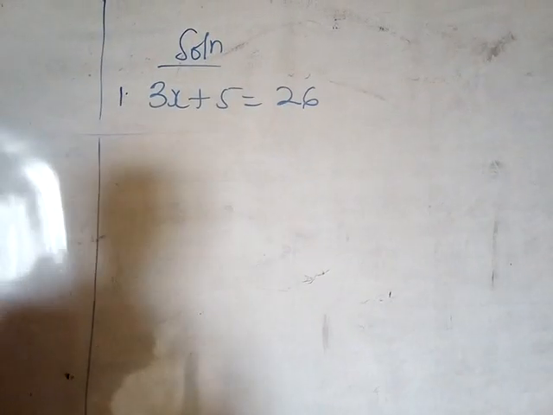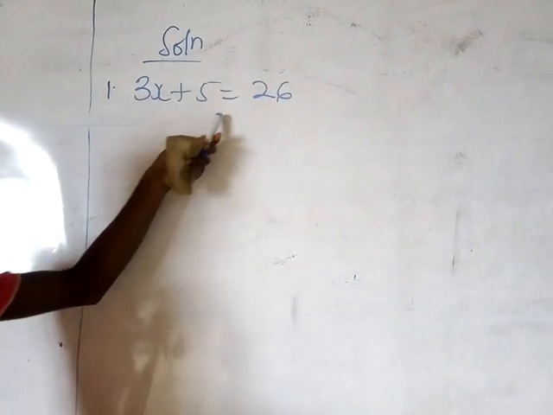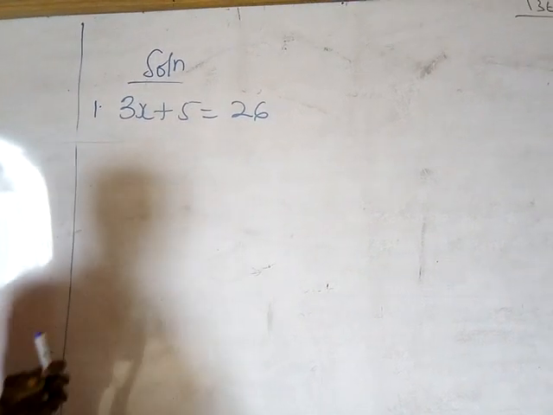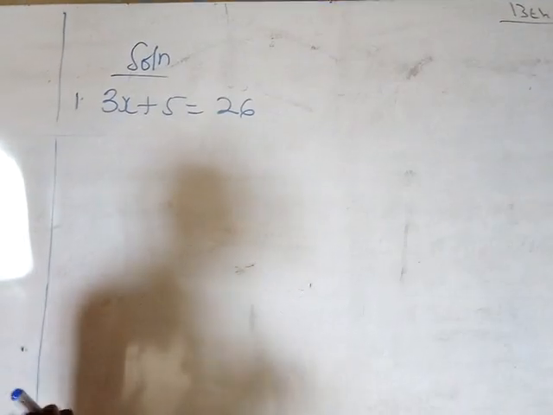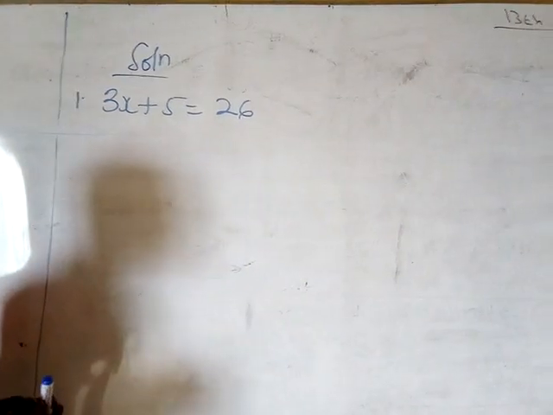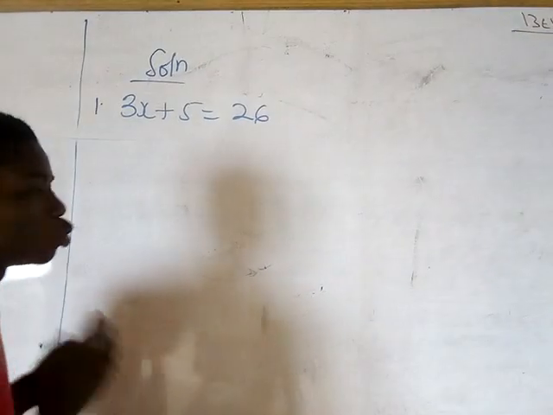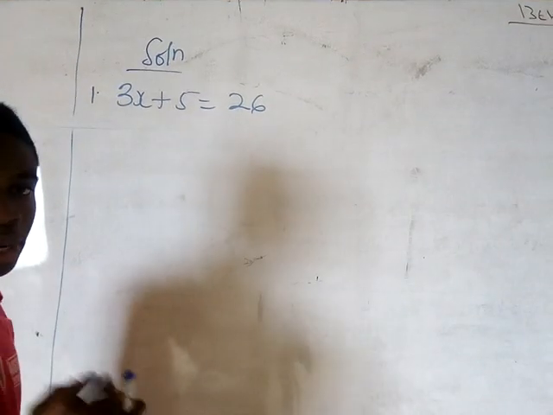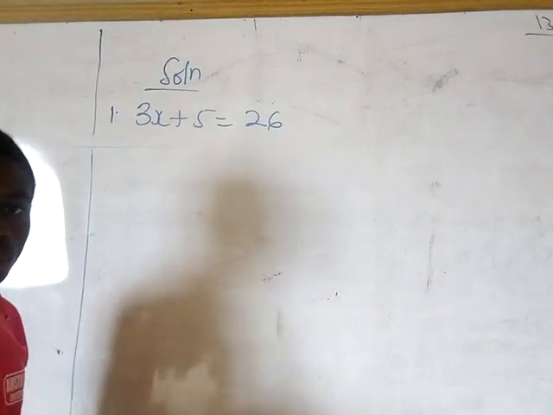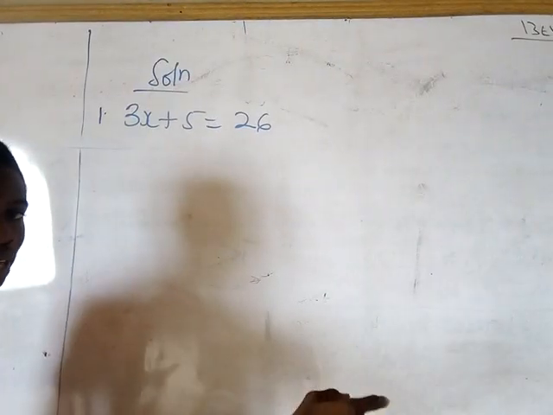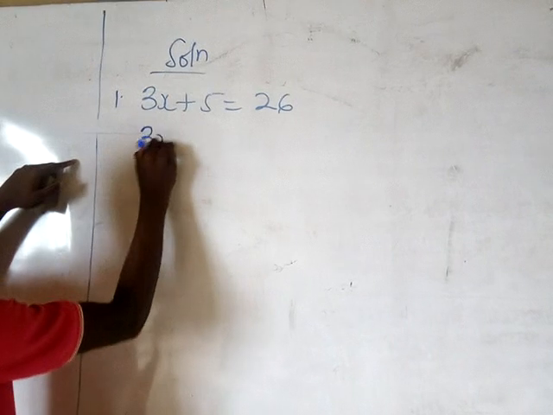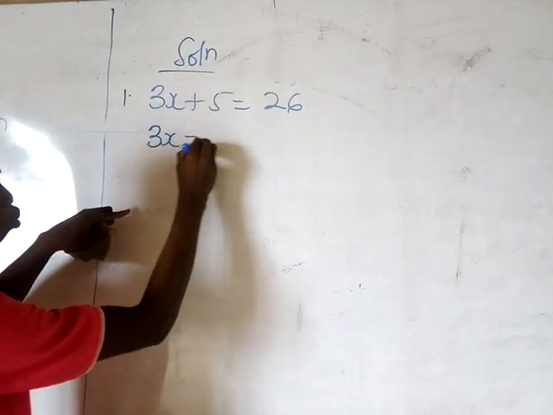So we are about to solve for 3x plus 5 equal to 26. Step 3 told us that we should group like terms, all those with variables at one side, and all those without variables at the other side. So we prefer to bring all those with variables at the left side, and all those without variables at the right side. So in this one, we are going to bring this 3x here equal to 26.